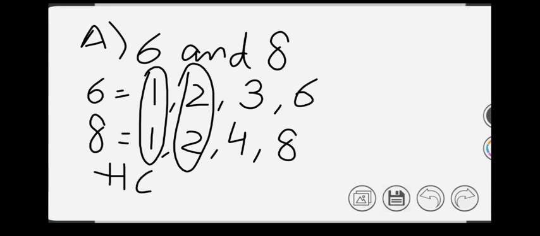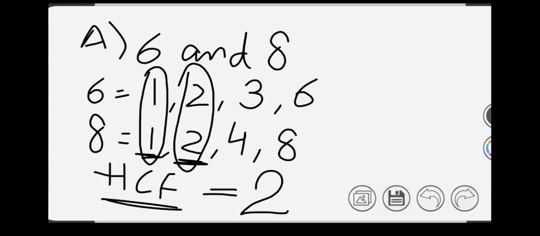HCF means the highest common factor. So here we have two common factors, one is 1 and another one is 2. Out of these two, which one is the highest? As we can see, 2 is the highest number. So the highest common factor here is 2. So the HCF of 6 and 8 is 2.